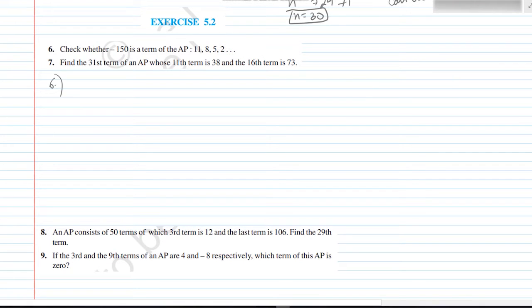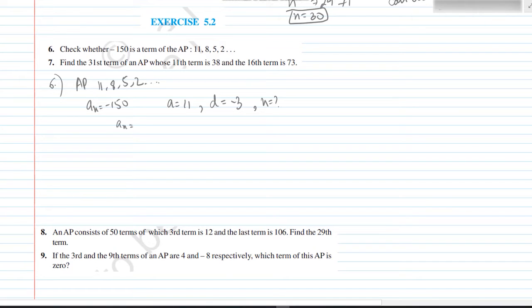So sixth question: check whether minus 150 is a term of the AP. So let's write down the AP. Given AP is 11, 8, 5, 2 and so on. So a_n is equal to minus 150. Here a is given as 11 and the common difference is 8 minus 11, which is minus 3. So we must find n.